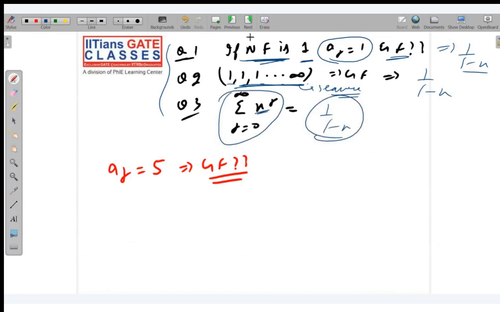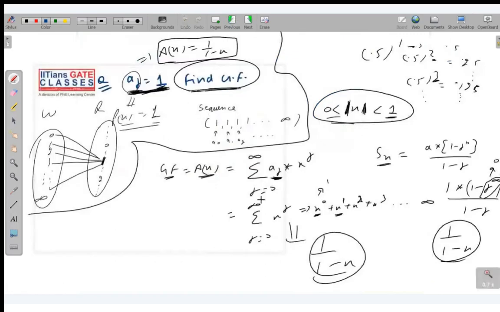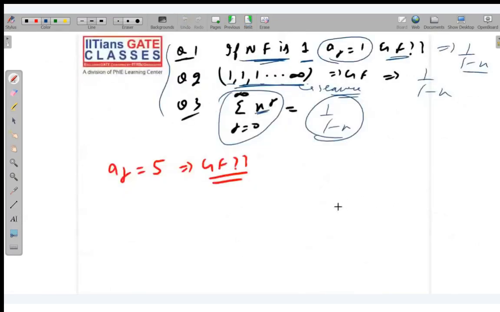Please try to focus. If you have any doubt, see this. Generating function I have told you. I have expanded this only, and I have got the answer 1 upon 1 minus x. Any doubt? Okay. So now the next question, question number 2. Slowly we will build the things.